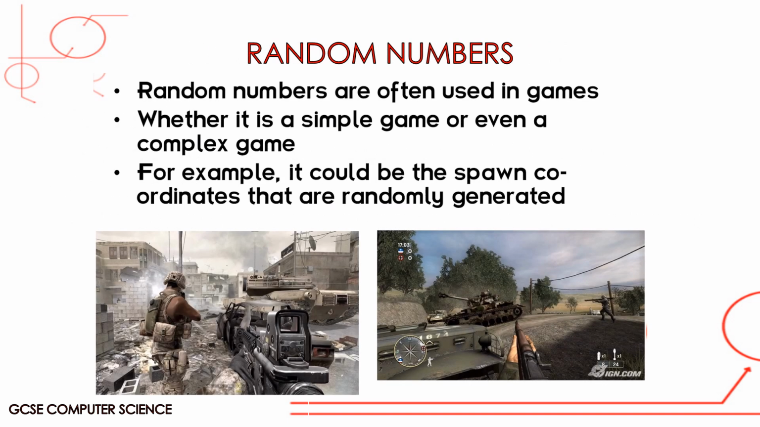This is another topic that we didn't spend a massive amount of time on. It's just random numbers. Random numbers are often used in games, whether it's a simple game or even a complex game. For example, it could be the spawn coordinates that are randomly generated.